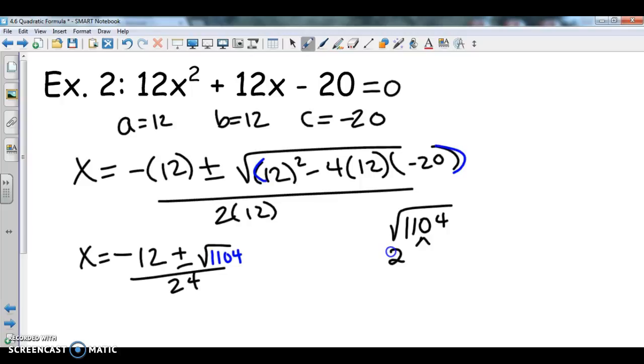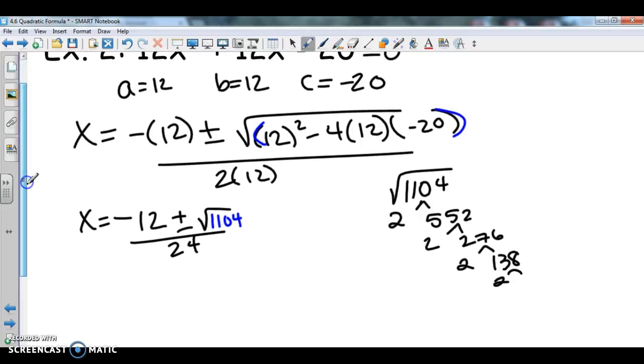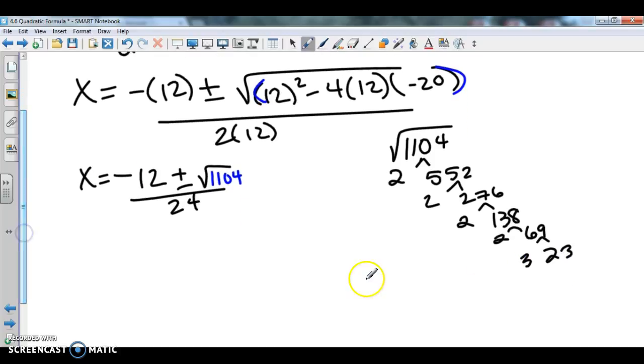So I'm going to see what that is divided by 2, which is 552. And you can break it down however you want. And I get 2 and 276. And I just keep breaking it down until I find all my prime numbers. It's a big number. So I get 3 and 23. So 23 is a prime number, so I can't break that down. But you want to find all your pairs.